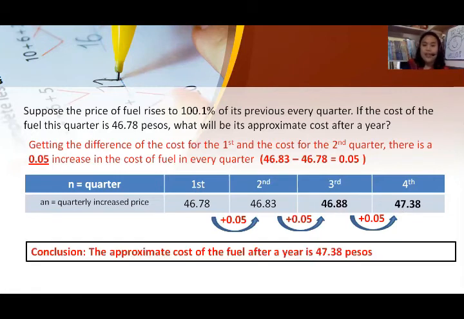So, in this one, we can see the importance of generating patterns. Again, we were able to look for the pattern or trend of the cost to find the price for the fourth quarter of the cost of the fuel. So next, let's have another problem.